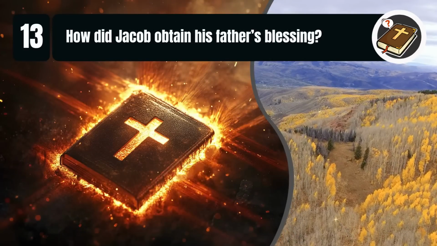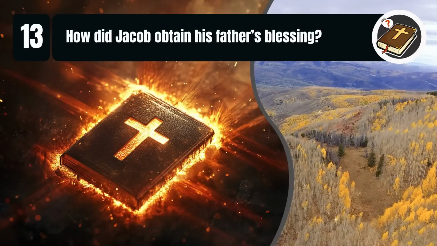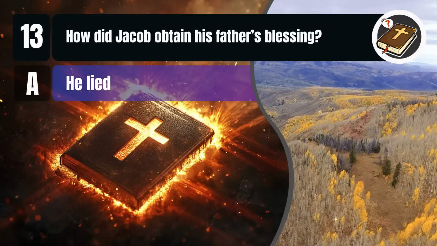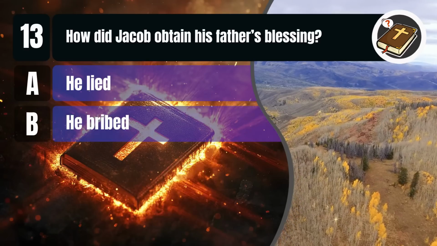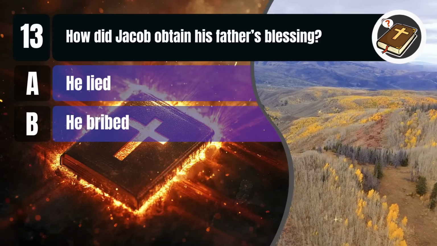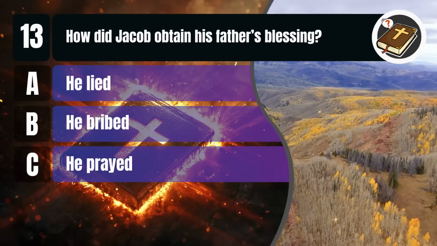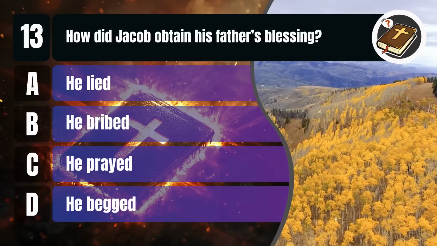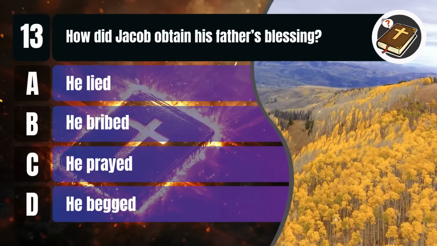Question 13. How did Jacob obtain his father's blessing? A. He lied. B. He bribed. C. He prayed. D. He begged. You get 10 seconds.